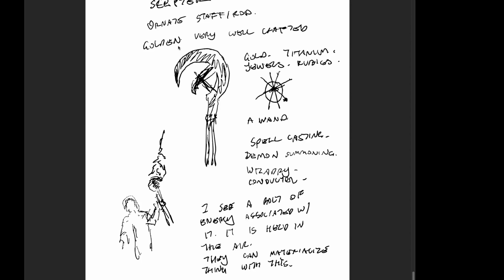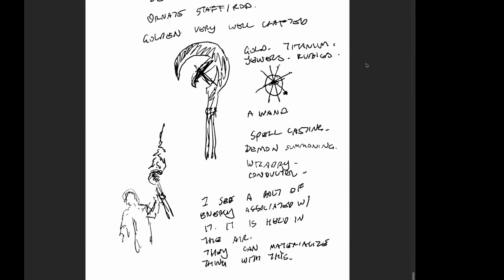I saw I guess you would call it like a scepter, an ornate staff or rod, golden, precise crafting here, craftsmanship, gold, titanium, jewels, and rubies, a wand type device. And I get the sense this was used for like spell casting, you know, demon summoning type activity, wizardry. And it feels like a conductor. And I see like bolts of electricity and energy associated with it. Like it could be held in the air and possibly be used to materialize things.